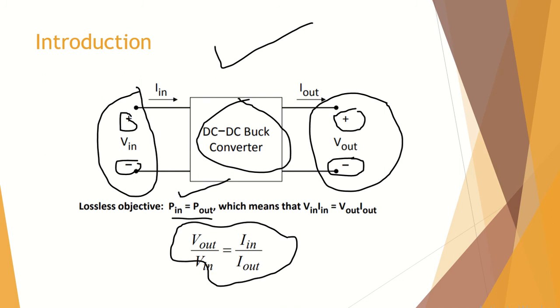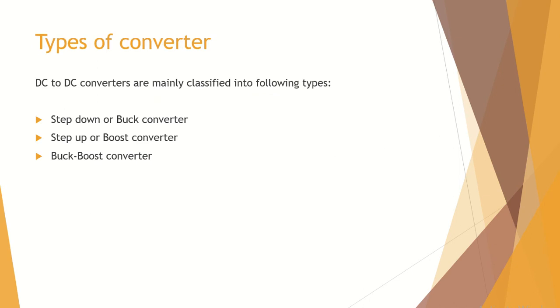So let's move towards the types of DC to DC converters. Normally, we divide DC to DC converters into three types. Usually there are more than that, but broadly they are divided into three basic types. We have a step down converter or buck converter. If you have a fixed DC voltage of 100 volts, using a buck converter you can step down that DC voltage to any output voltage. You just have to choose different values of the components.